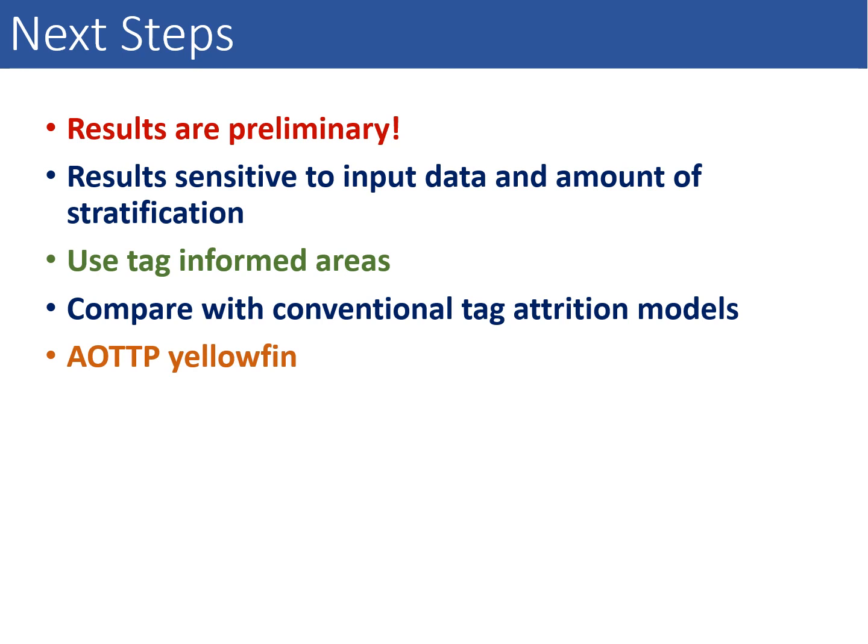I think going forward we might look into using tag-informed areas instead of the ICCAT reporting areas. And I think this will be pretty valuable to compare with conventional tag attrition models that are being done. And finally, we need to apply this to the AOTTP yellowfin as well.